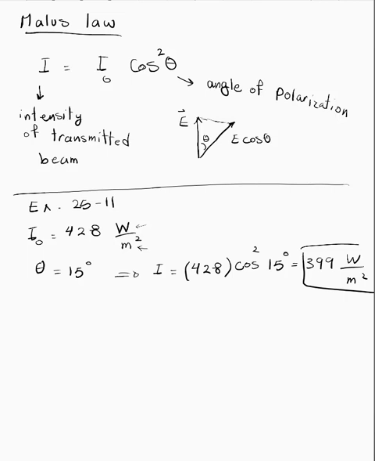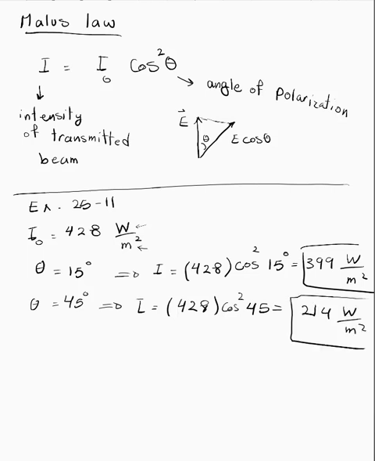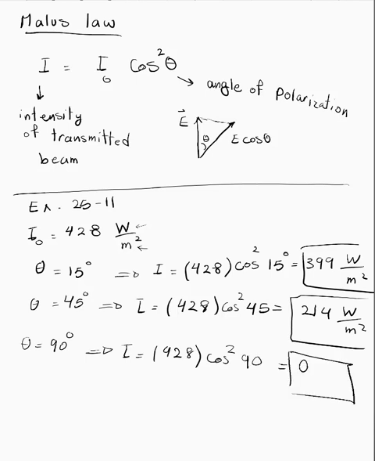All right, so for theta equals 45 degrees, the intensity is going to be 428 times cosine squared of 45, and the result is 214 watts per meter squared. And then for theta equals 90, as we expect, I is 428 times cosine squared of 90 degrees, which is 0.